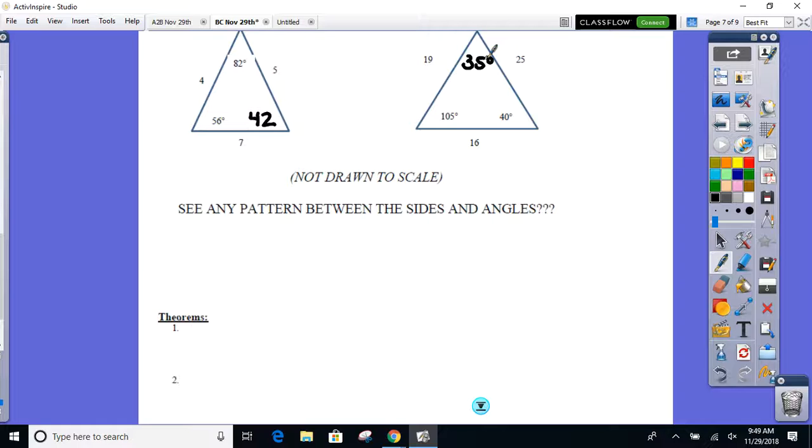Look at the first triangle. What is the biggest angle in the first triangle? 82. What is the biggest side? Ready? What is the smallest angle in that triangle? What's the smallest side? Where are they located? Across from each other. You were there. In any triangle, the biggest side is always located across from the biggest angle, and the smallest side is always located across from the smallest angle. Okay?